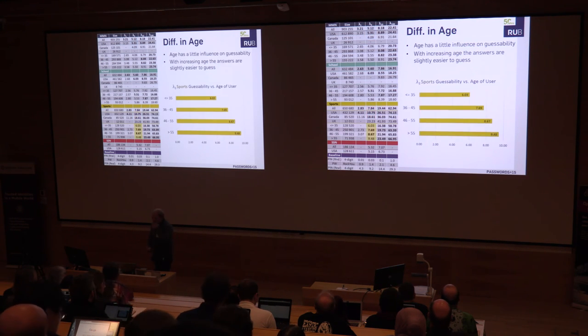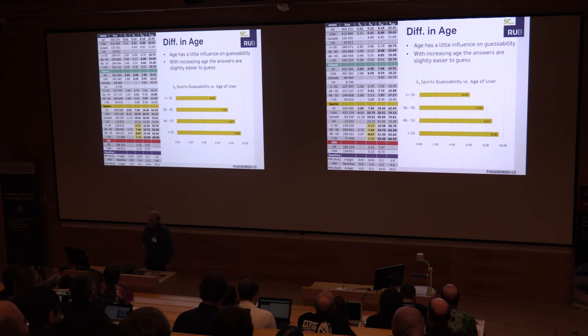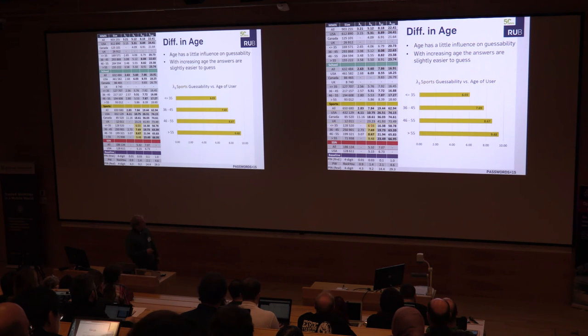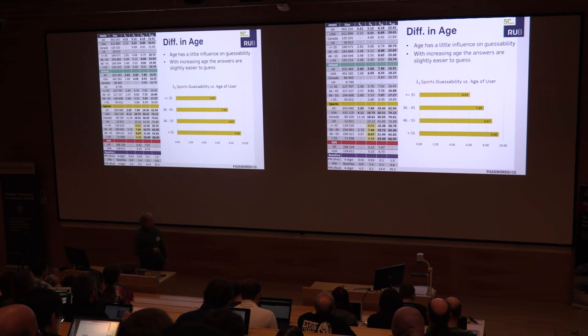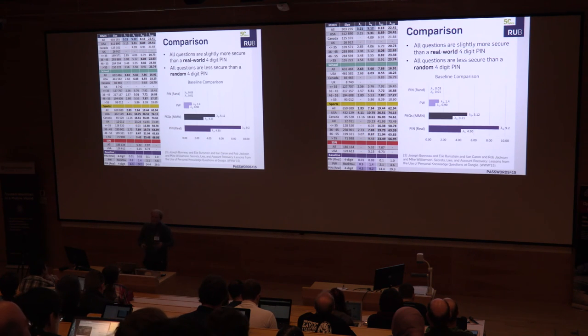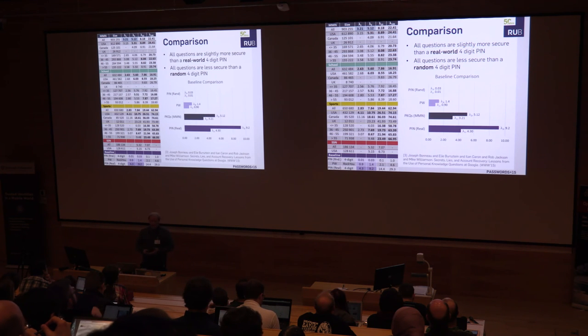And regarding the difference in age, we can say that the age of the user influences the security of the answers only a little. And here again, with the sports team question, we can see that with increasing age, the answers are easier to guess. And we don't know the reason for that, but this is something which we found in the data set. And for comparison, all those personal knowledge questions are slightly more secure than a real-world four-digit PIN that was obtained from an iPhone. However, they are all, of course, less secure than passwords or random PINs.